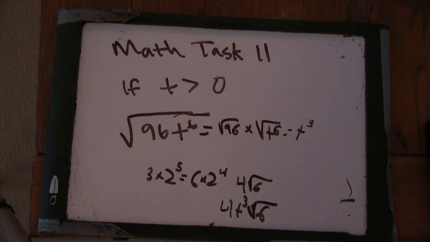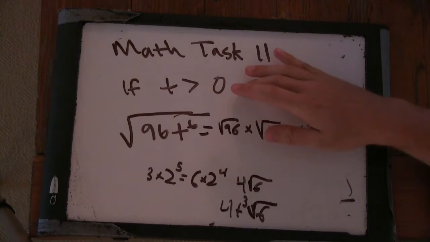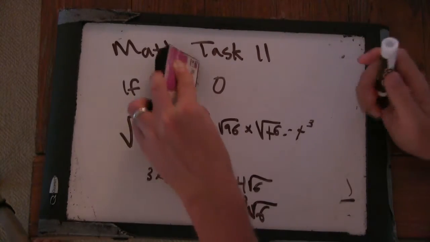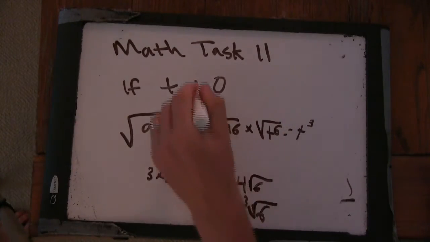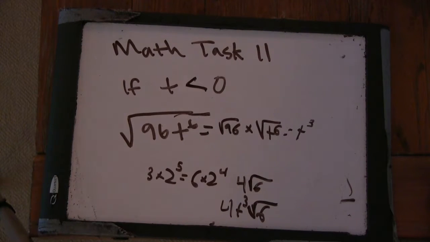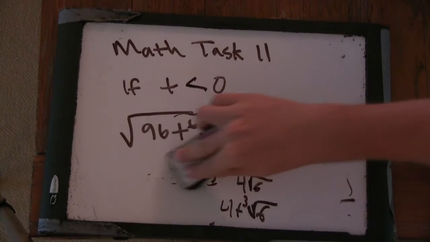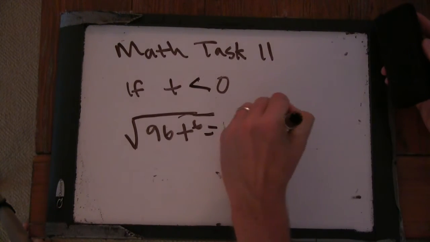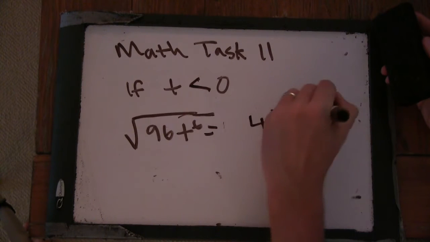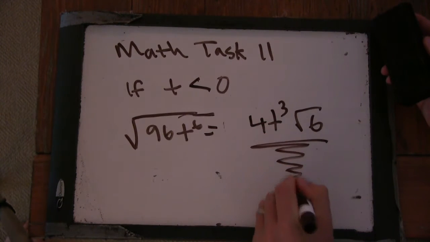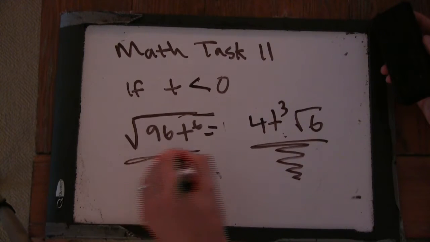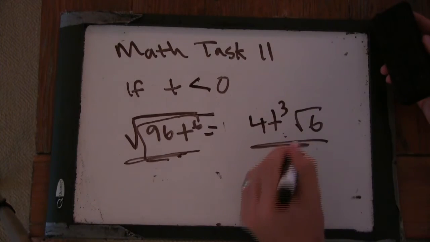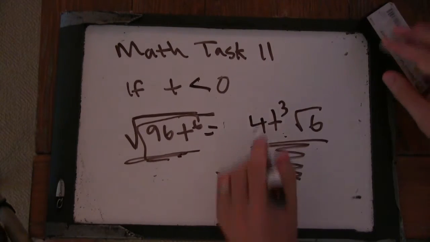Well, that's what they did in the problem. But I'm telling you now, I'm changing the problem. I'm saying t is less than 0. So you can't make it a positive number because it's a negative number. You go through the algebra, and you get 4t cubed times the square root of 6. But you know this cannot be the right answer because this is a negative number, and what's inside the square root is positive. So how do I make this whole expression into a positive number?